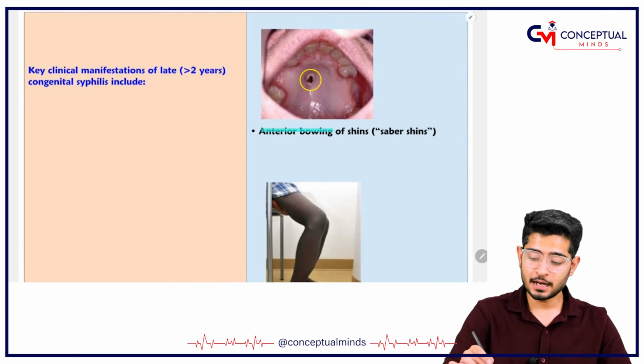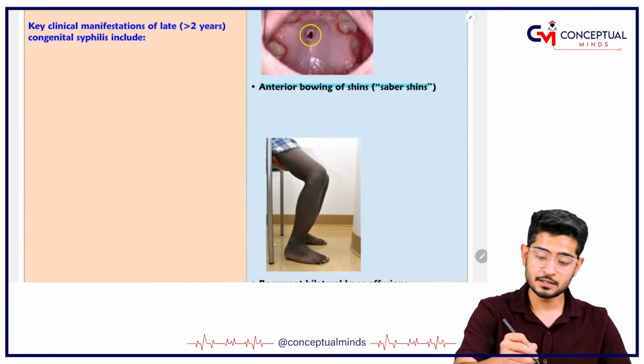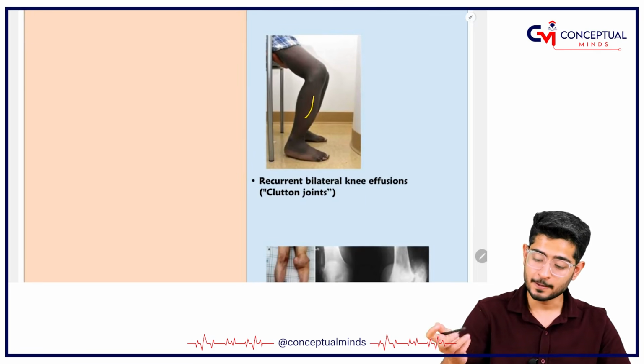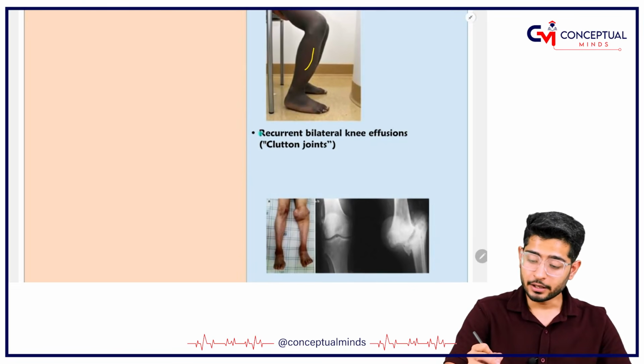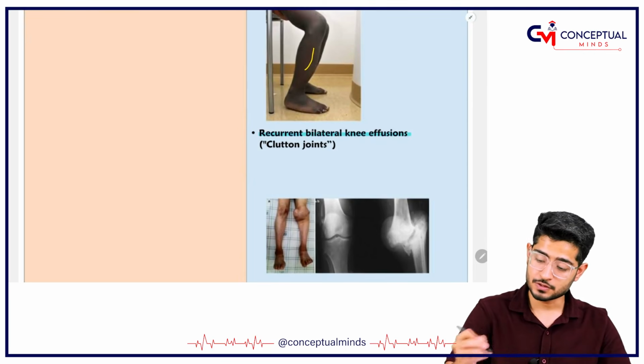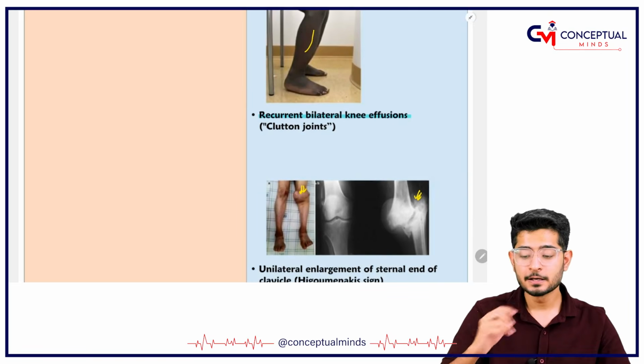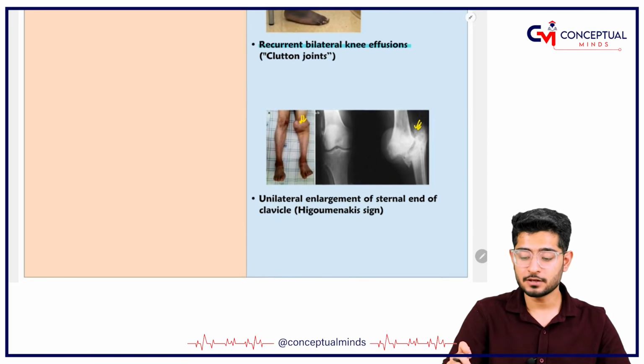And of course, there will be anterior bowing of the shins. Can you see that the shins are bowed anteriorly, anterior bowing of the shin? Then there will be recurrent bilateral knee effusions. Can you see a lot of effusion here? So this is the recurrent bilateral knee effusions.